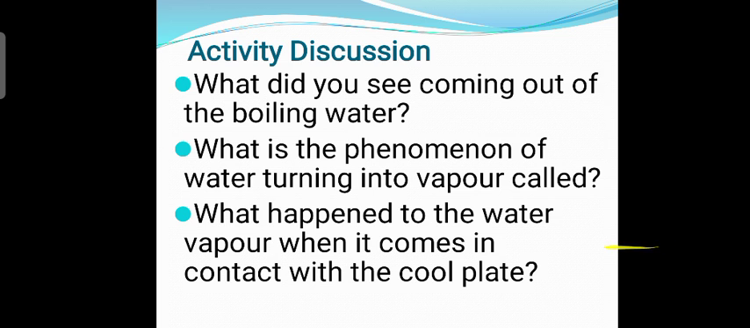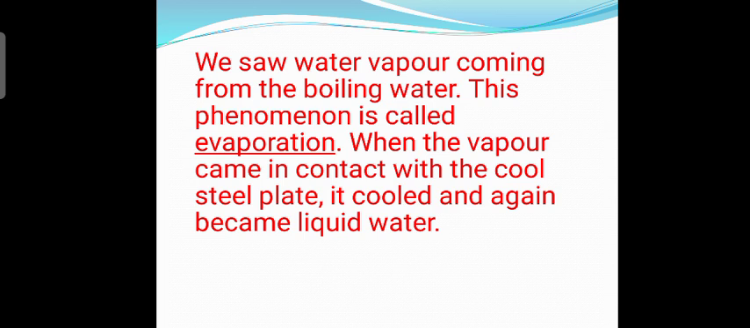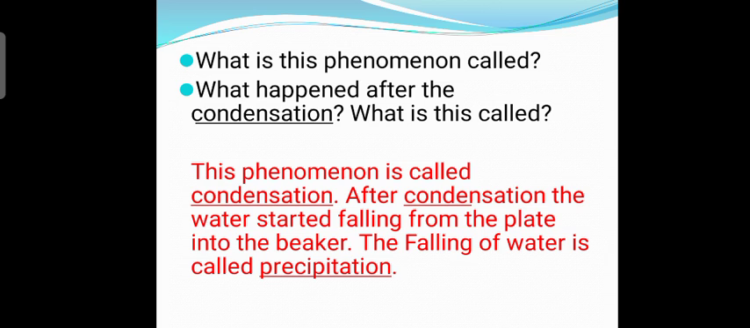So let's see. We saw water vapor coming from the boiling water. This phenomena is called evaporation. When the vapor came in contact with the cool steel plate, it cooled and again became liquid water. What is this phenomena called? So this phenomena is called condensation.